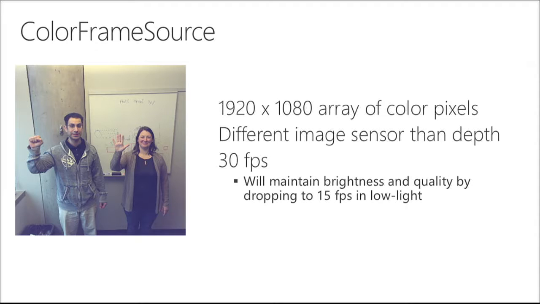Color frame, again, 1920 by 1080. It's a different sensor on the camera or on the Kinect than depth and the IR. It runs at 30 frames per second, but there is an automatic mode where if the sensor detects low light, it'll automatically degrade down to 15 frames per second so that we can give you back a higher quality color image. We've got feedback from our preview program that folks want to have a way to always get 30 frames per second, and that is something that we're looking at.